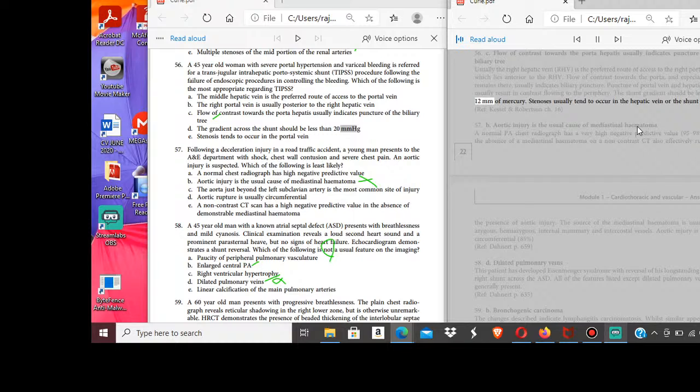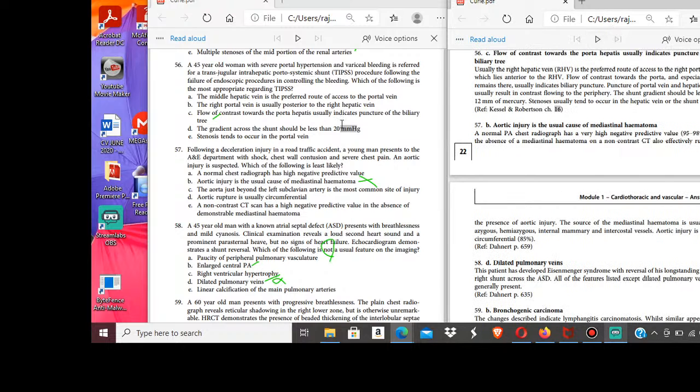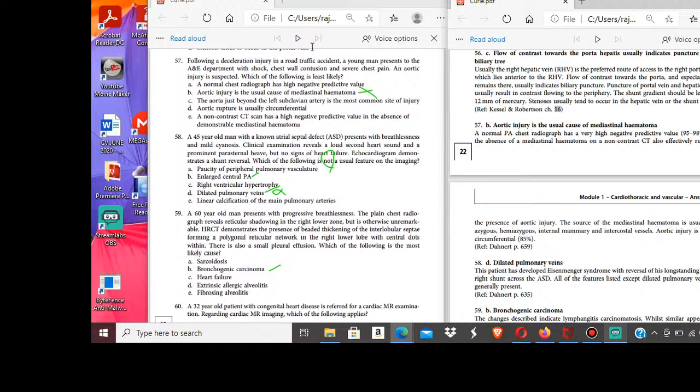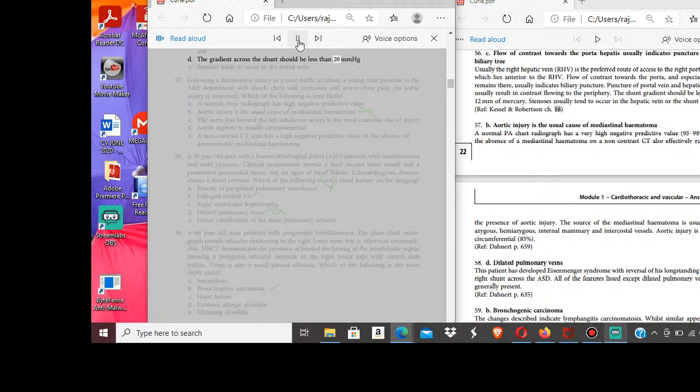The shunt gradient should be less than 12 mm of mercury. Stenoses usually tend to occur in the hepatic vein, or the shunt itself. Ref. Kessel and Robertson, ch. 16. 3D. The gradient across the shunt should be less than 20 mmHg. Stenosis tends to occur in the portal vein.